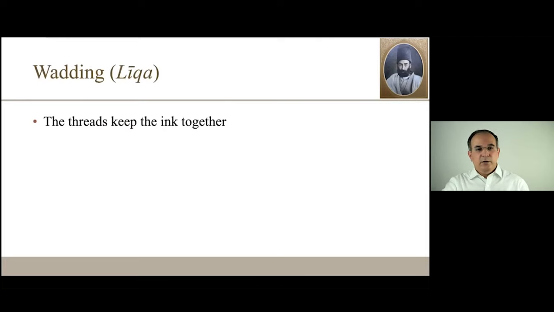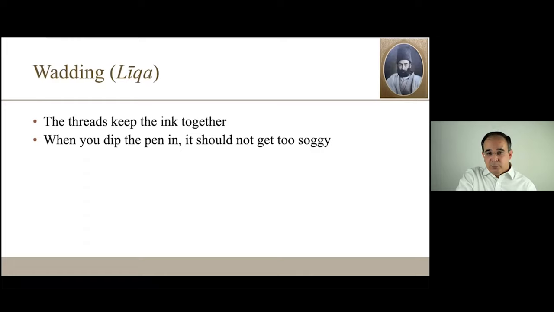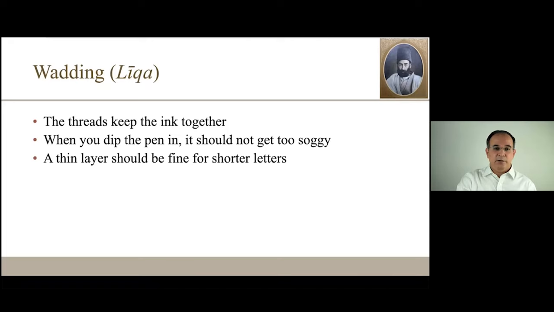I mentioned this before when we talked about the wadding, or the lira. These are the threads that keep the ink together. When you dip your pen in it, it should not get too soggy. So the amount of ink that you put into the lira, and the amount of pure distilled water or rose water that you add to it, is also important to be able to handle it together. And you would learn it over time. You would have to experiment with it several times so that you really get the hang of it.